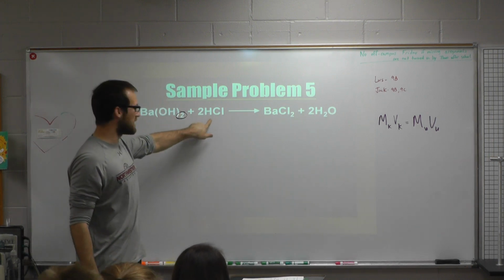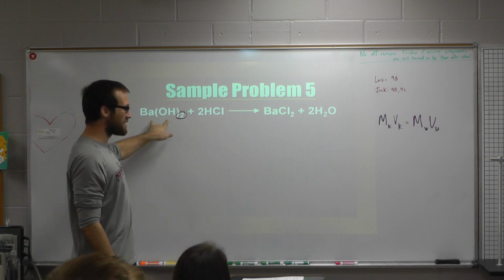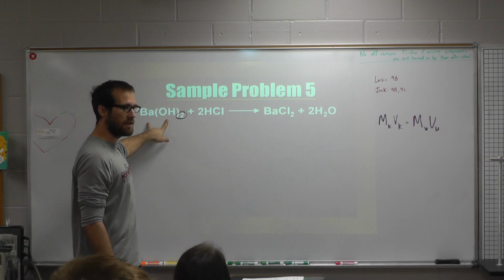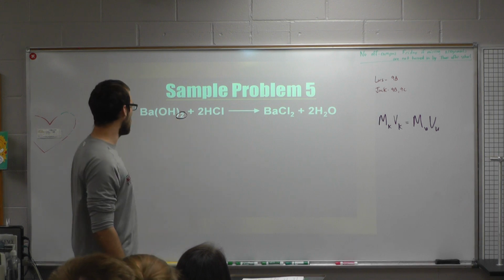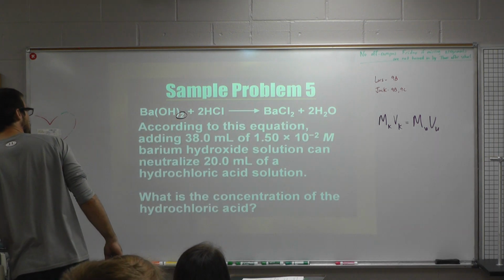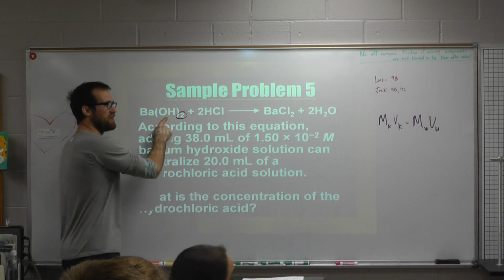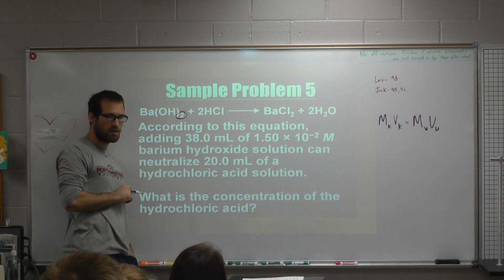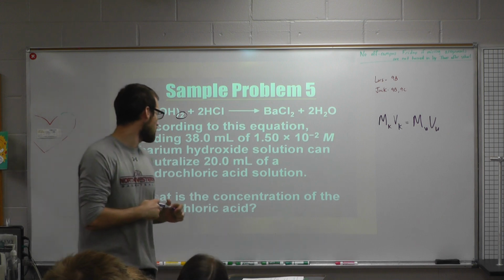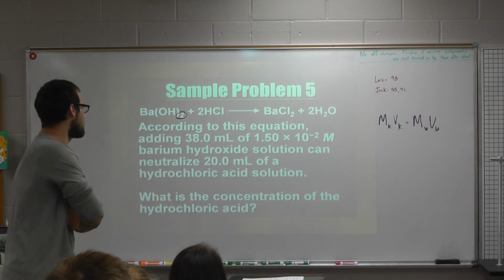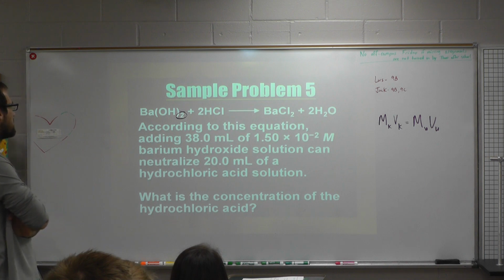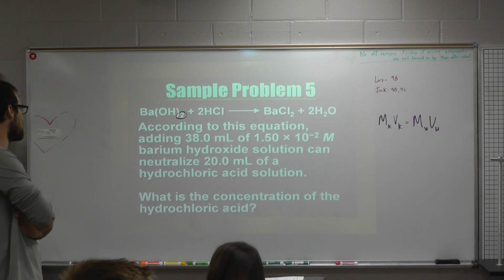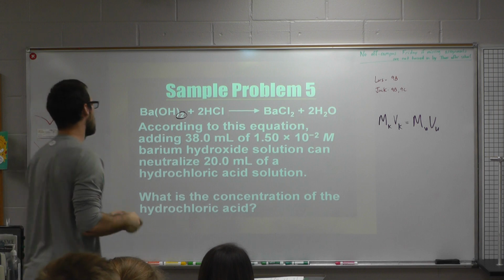Okay? This is a strong acid. This is one of my strong bases, so we know they completely dissociate. However, this breaks apart into twice as many hydroxides as this will break apart into hydrogen. So, they say, according to this equation, adding 38 milliliters of 1.5 times 10 to the negative 2 molar barium hydroxide solution can neutralize 20 milliliters of hydrochloric acid. What is the concentration of hydrochloric acid?